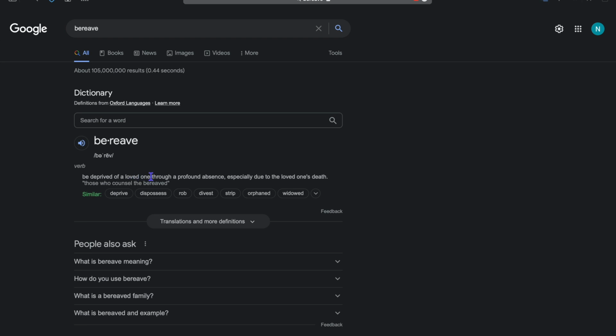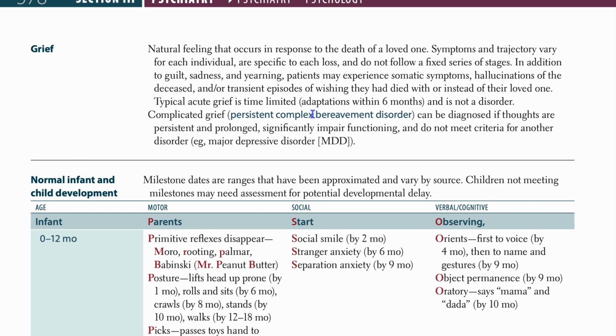Deprived of a loved one through a profound absence, especially due to the loved one's death. Okay, so it's in the name. Persistent complex bereavement disorder can be diagnosed if thoughts are persistent and prolonged, significantly impair functioning, and do not meet criteria for another disorder. So you have to be able to cross this one out before you pick this one. You gotta differentiate between the two. So yeah, major depressive disorder.